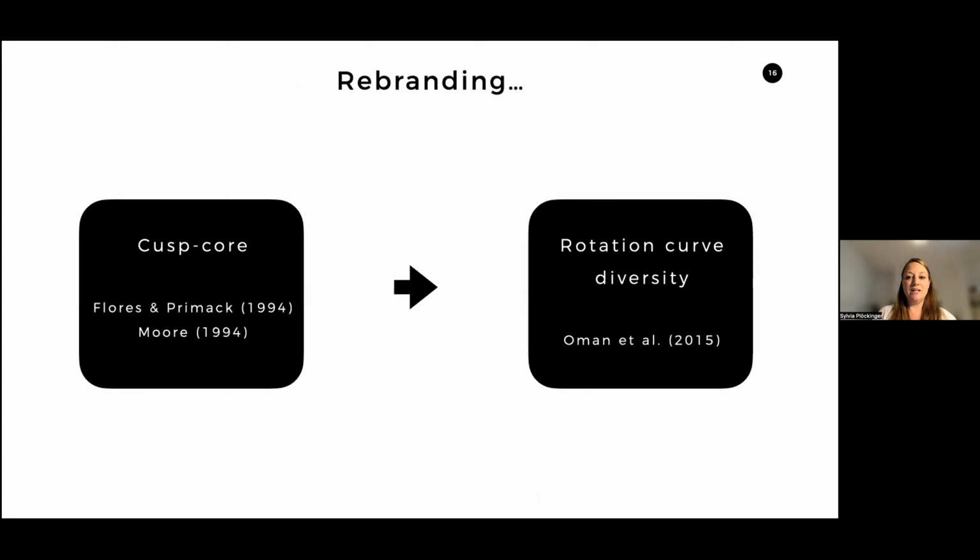Why I now think that this is still something that we need to keep an eye on, and that I don't think is completely solved yet, is that in 2015, Kyle Oman gave this a modern twist by saying that it's not so much a cusp-core problem, because with different numerical prescriptions we can form either a cusp or a core, but more a rotation curve diversity problem. While we can set up simulations in a way that they produce either cusps or cores, it is very difficult for them to get both within the same simulation.